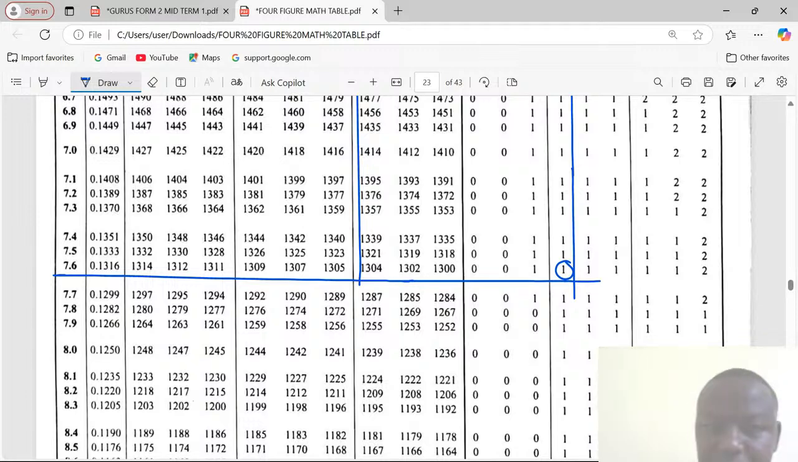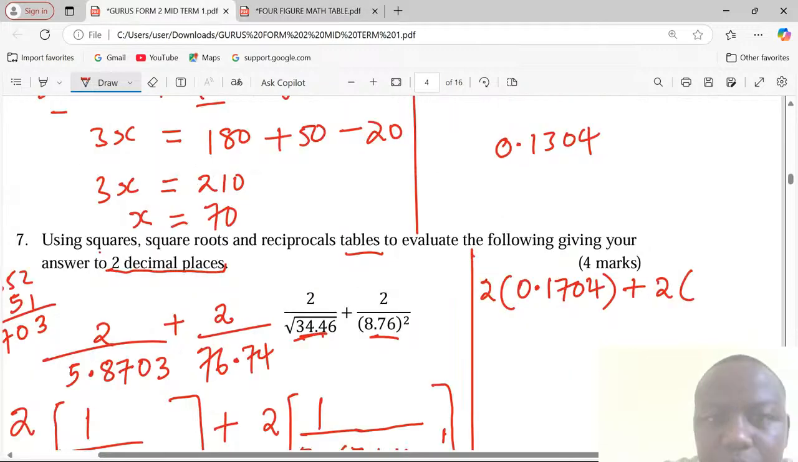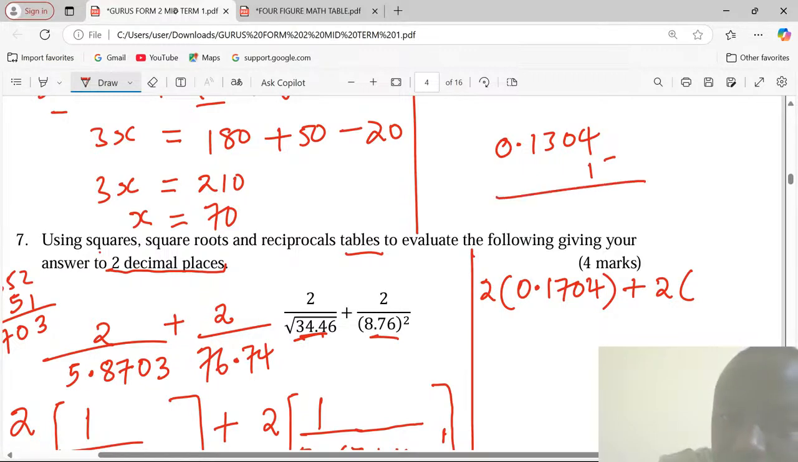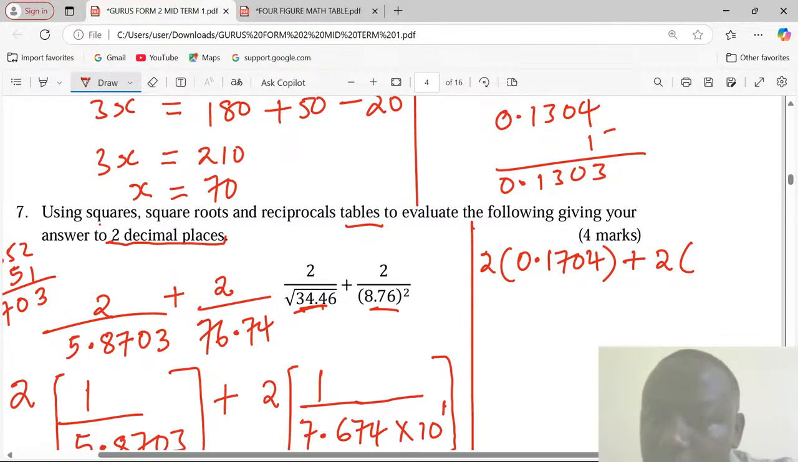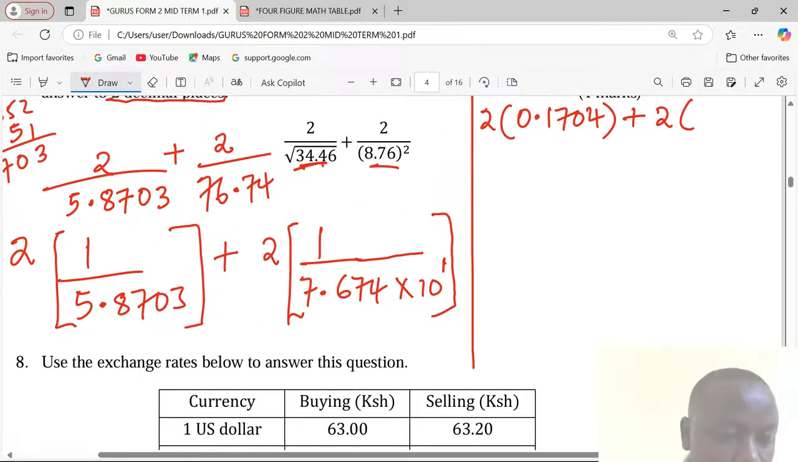Where there is 4, I'm seeing 1. Therefore, now 1 will be subtracted. At this point, 1 will be subtracted there. This will be 3, 0, 3, 1. That way. Therefore, I'm having 0.1303, but now there is times 10 power 1.